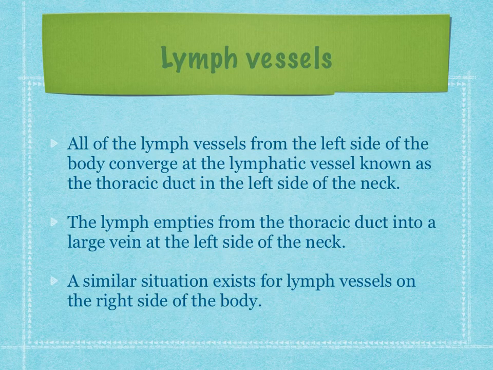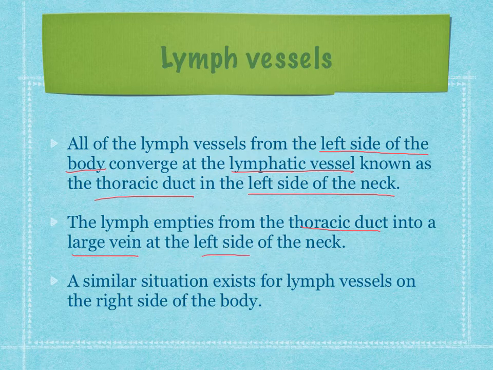Lymph vessels. All of the lymph vessels from the left side of the body converge at the lymphatic vessel known as the thoracic duct in the left side of the neck. The lymph empties from the thoracic duct into a large vein at the left side of the neck. A similar situation exists for lymph vessels on the right side of the body.